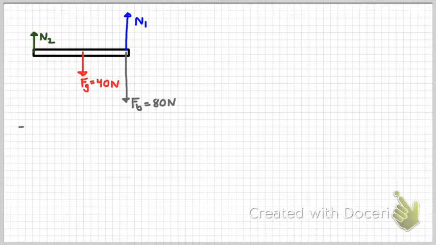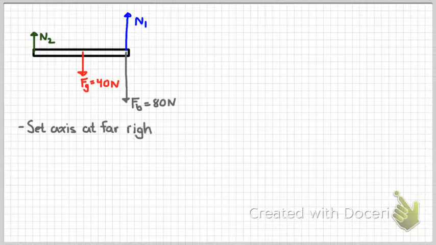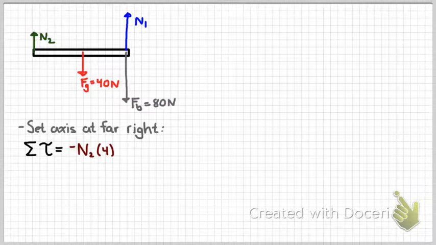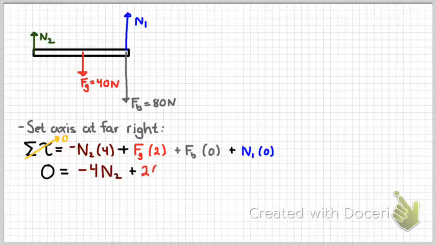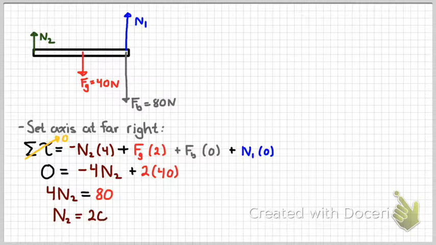To find N2, we're going to do the same thing, only this time we're going to set the axis at the far right side. And so I'm going to have negative 4N2. Again, it's negative because it's making it rotate clockwise, plus 2FG. Here the force of gravity is making it rotate counterclockwise. FB would be exerting no torque, and the same for N1. They're at the point of rotation, at our axis. Their R is 0. Again, the net torque is 0. And again, doing some arithmetic, we would get N2 to be 20 newtons.